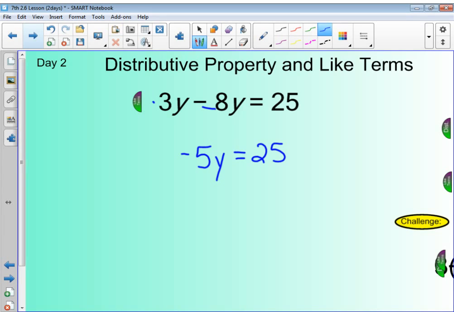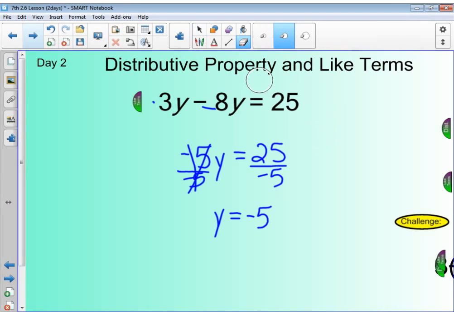Okay, so now we've got it back down to a one-step equation, so it's negative 5 times y. We divide by negative 5. Y equals 25 divided by 5 is 5. There's one negative, so you would get negative 5 for this one.